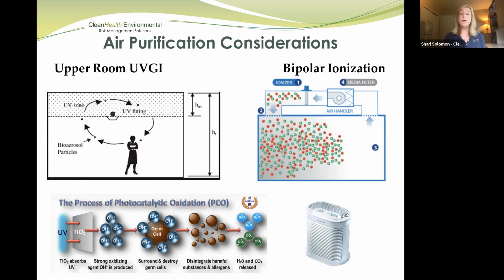So bipolar ionization has received a lot of news over the past month, a year and a half, as well as photocatalytic oxidation. On the bottom right-hand side, supplemental air filtration, good old HEPA filter, a couple $100, you can find for smaller type areas. And that's going to provide some of that additional filtration if your retrofitting of your systems is perhaps not possible or just impractical.